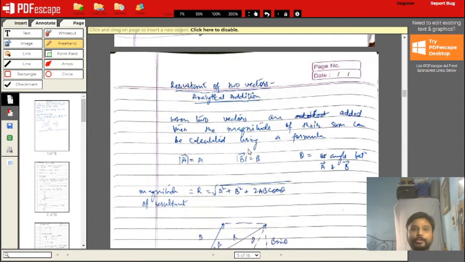To proceed in that direction, we study the resultant of two vectors, and it is called analytical addition of two vectors. So what do we mean by analytical addition? In analytical addition, we say that now we know the magnitude of the vectors. That means we know how long the vector is, whether it is 2 centimeter long or 3 centimeter long, how long that vector is.